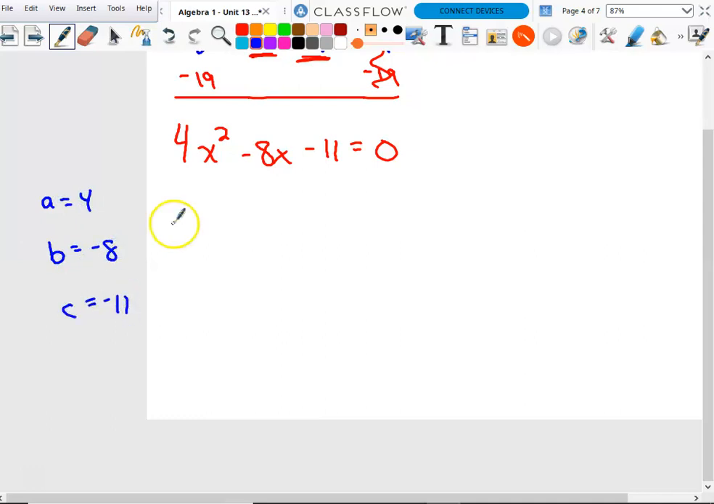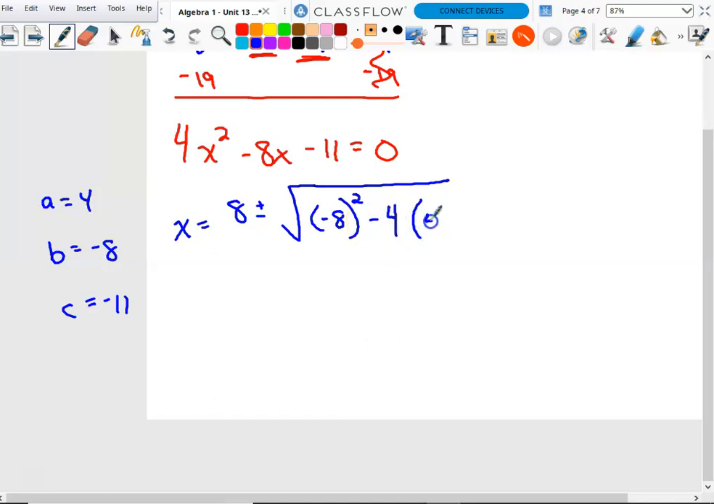Now I got to do quadratic formula. X equals negative b. A negative negative is a positive. Plus or minus square root of. Please notice the parentheses. I know we've talked about it, but if you just type negative 8 squared in your calculator, depending on how good your calculator is, you might just get negative 64, when in reality that should be positive 64. Minus 4 times A times C all over 2 times A.